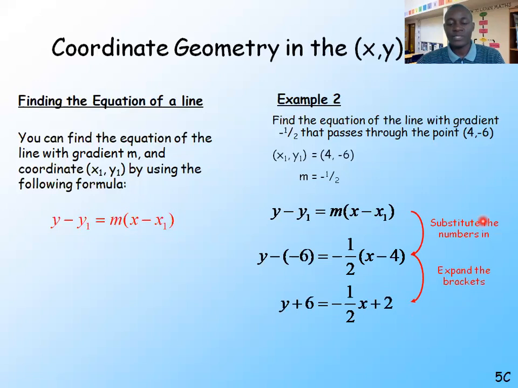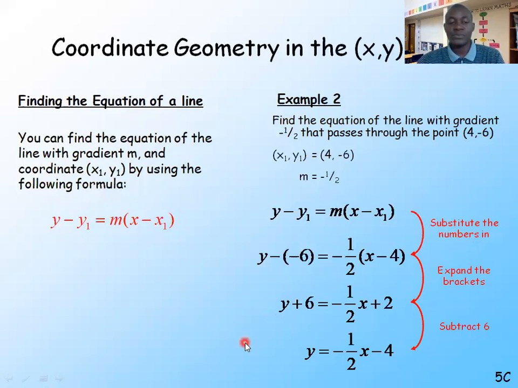We have y plus 6 equals minus half x plus 2. The minus half multiplies the minus 4 and it gives us 2. Remember, negative sign times negative sign inside, for the minus 4, turns to plus. And the 1 over 2 multiplies 4 to give us 2. Now the final answer we have here will give us y equals minus 1 over 2 x minus 4.